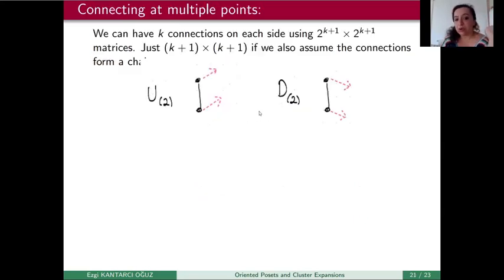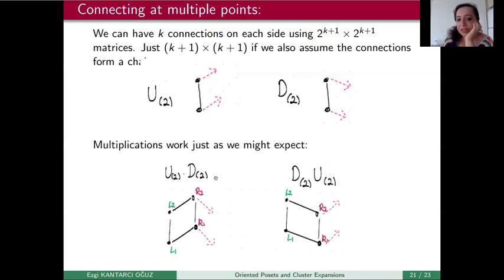And one could also do more connections. So my matrices have one left and one right endpoint. You can have 2 of each, 3 of each. You could have different numbers of each. And in general, the matrix grows exponentially. But if you also assume that you are going to have a chain, then you can get by with just a k plus 1 by k plus 1 matrix. So for having 2 connections, we need 3 by 3 matrices. And then you can again multiply the matrices and everything works just as it does in the case of one connection.